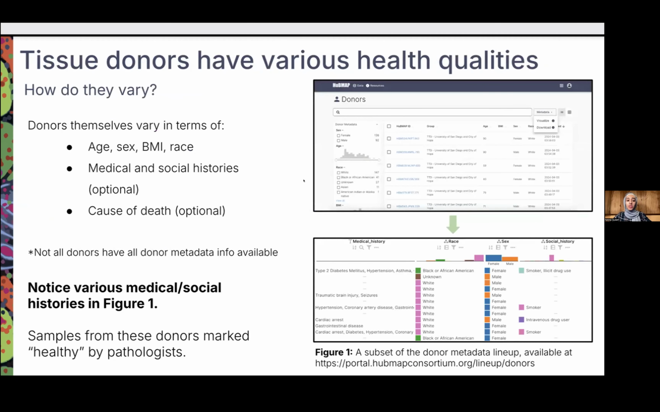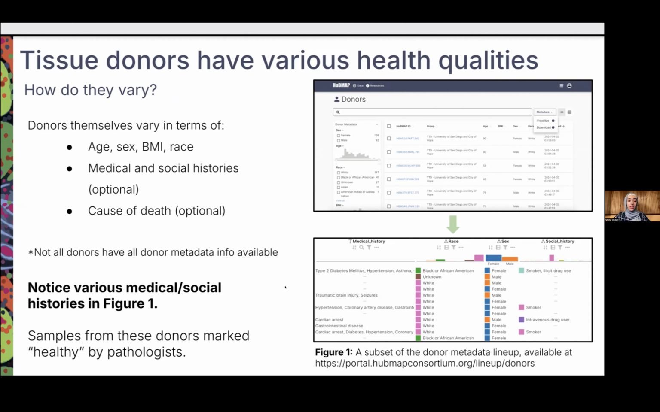So the tissue donors have various health qualities. They aren't all the same. They're different people, right? So the donors themselves vary in terms of age, sex, BMI, race. They also vary in terms of medical histories, which is things like diseases that they might have had in the course of their lives, and social histories, which could be things like whether they were smokers or drug users in their lifetime. It's important to note that not all donors have all donor metadata info available in the donor lineup that's in the figure on the right.